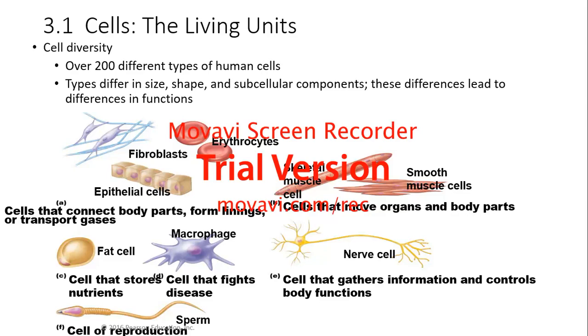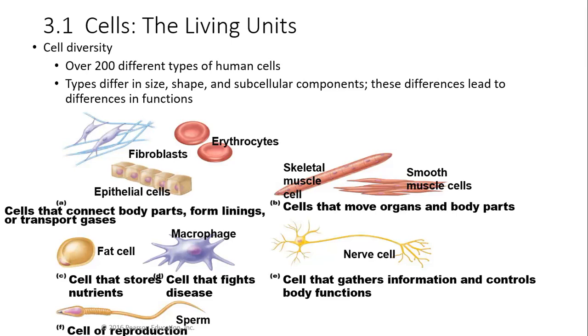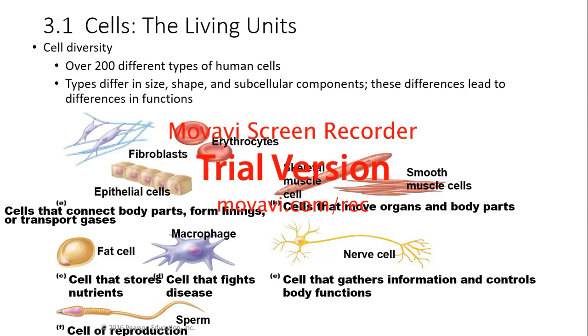And then you have other cells like macrophages, okay? Nerve cells, smooth muscle cells, skeletal muscle cells, all right, epithelial cells, okay? So again, there are a lot of different sizes, shapes, subcellular components, okay, that lead to different functions, all right? So all these cells have different functions.